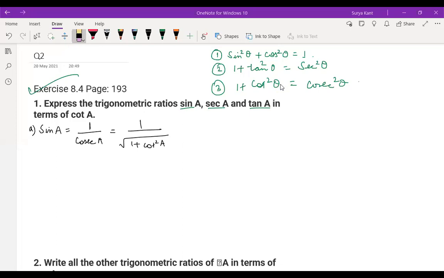Okay. So see what we did here. Please mute your mic. So we have written cosec A. We can write it as cosec A.